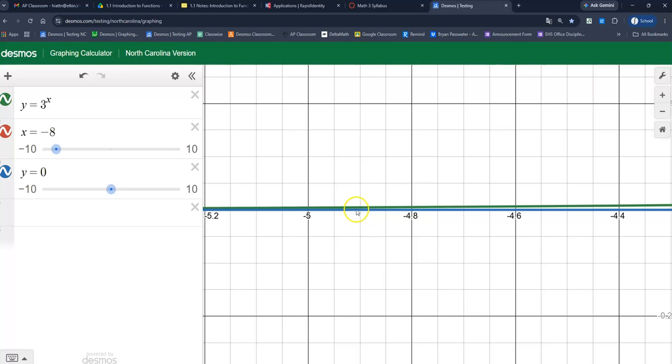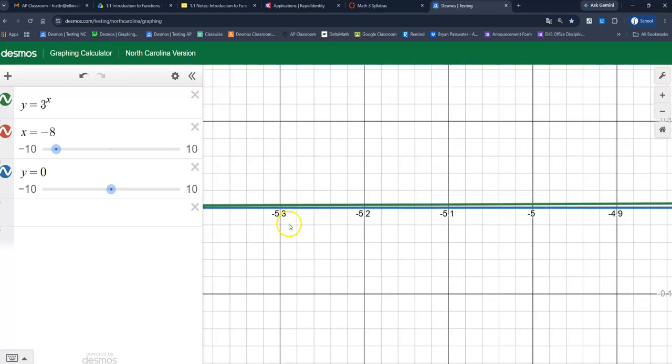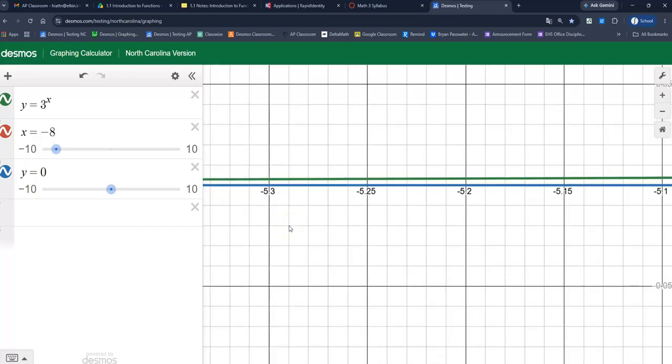Are these lines actually touching? No, they're not. And if I go over here, maybe they touch here. No, they don't. We'll talk more about this later. That graph has what we call a horizontal asymptote.